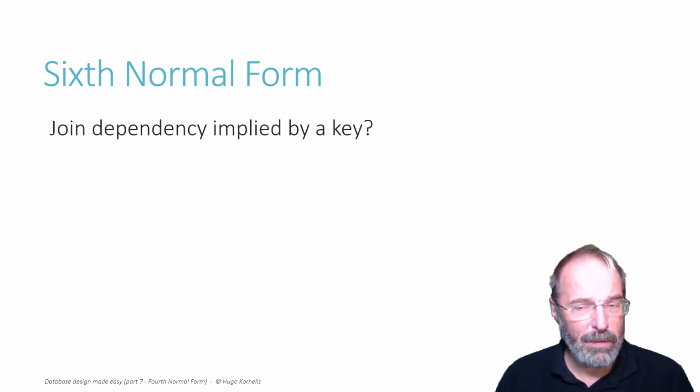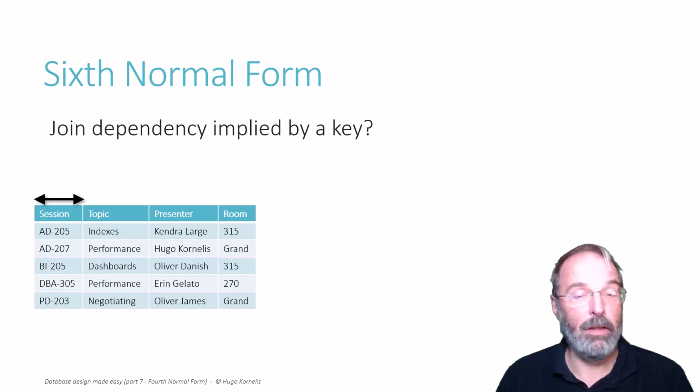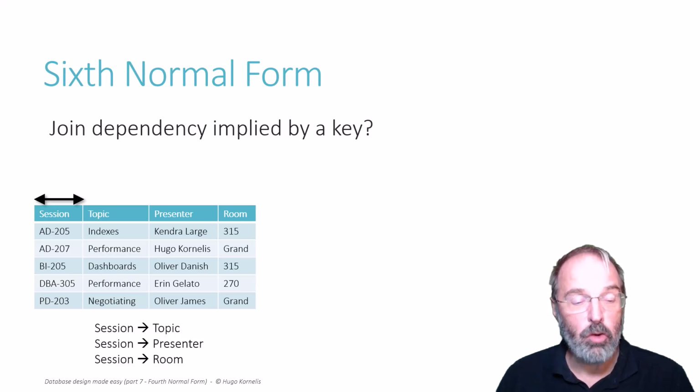So we have a simple table once more in a universe of discourse related to conferences, where we have a list of all sessions with their topic, the presenter and the room. And in this universe of discourse, the session determines the topic, determines the presenter and determines the room. Those are the 3 functional dependencies we have here, which of course result in a key on the session column.